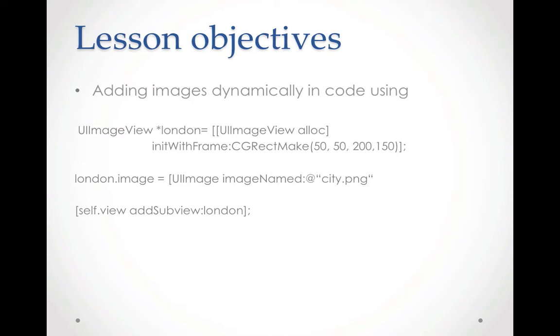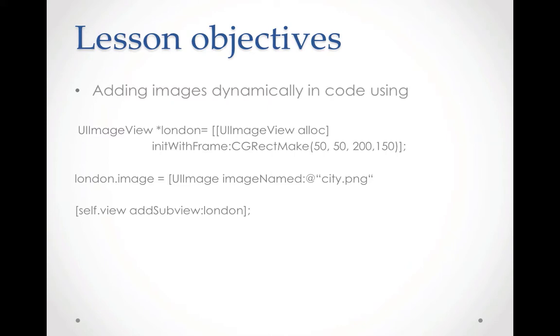First, we create an image view instance called London. In that line of code we say init with frame, so the image is going to appear at x equals 50 and y equals 50, and it's going to be 200 pixels wide and 150 pixels tall. And the image that we add to set it up is city.png, and that sets up the image.